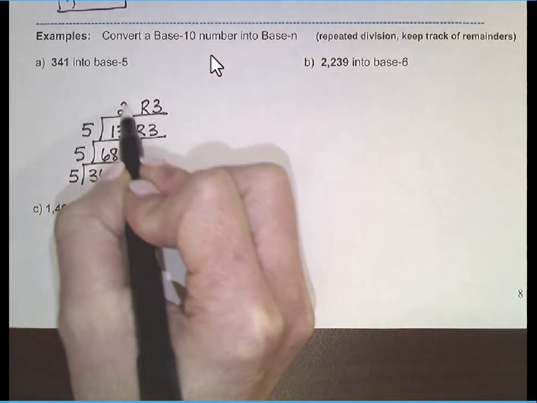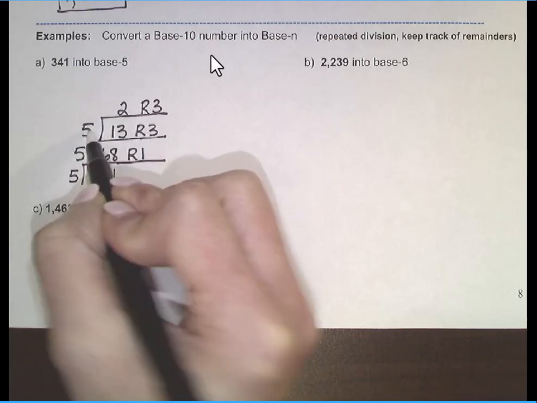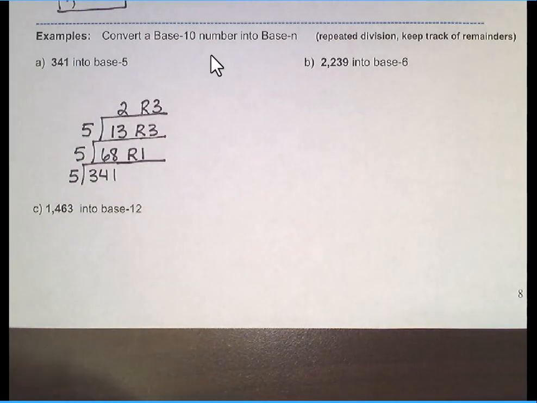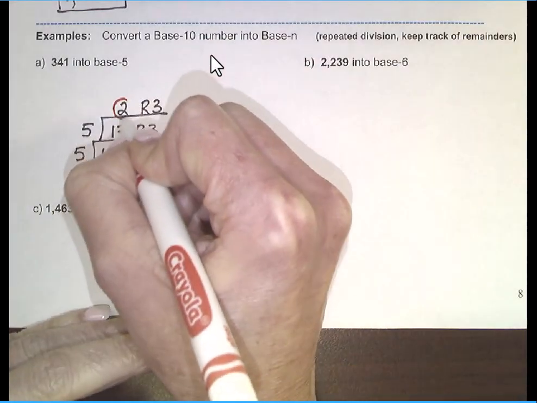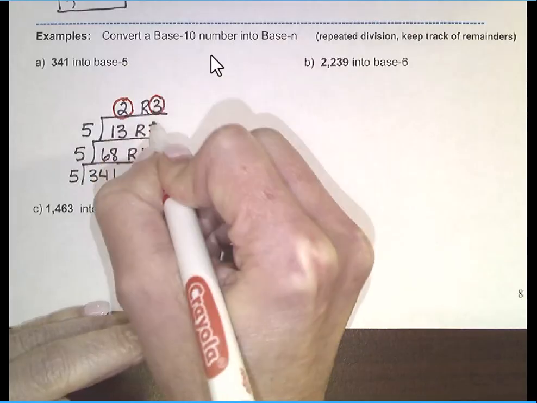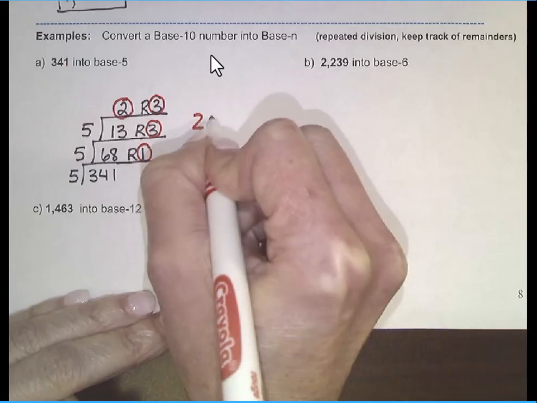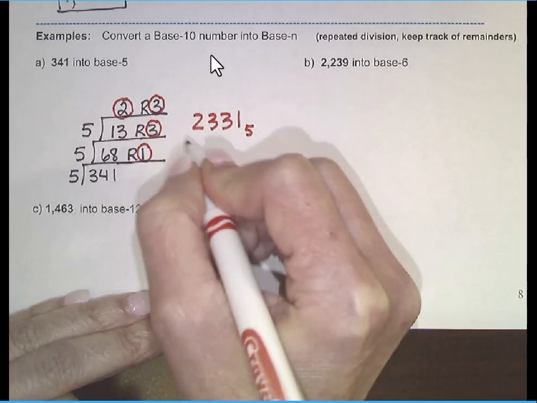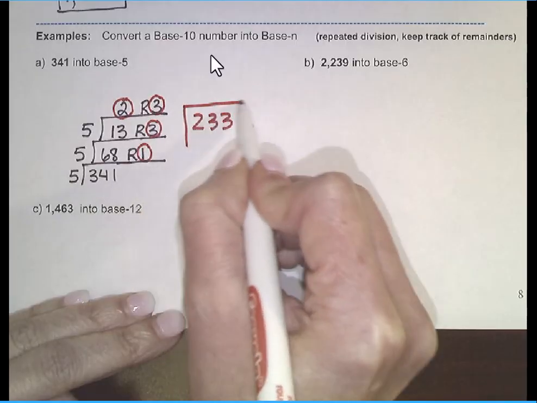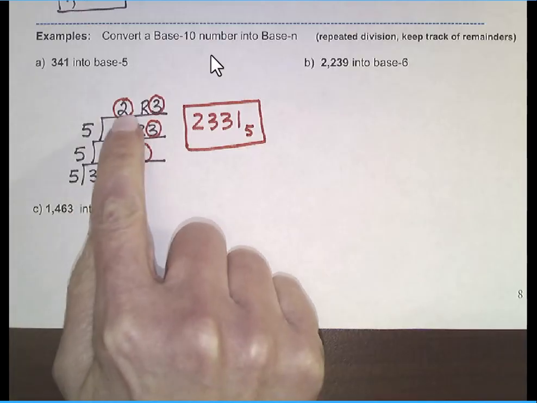And we cannot divide anymore because this number at the top, the quotient, is smaller than the number you're dividing by. So basically, you're looking at your answer. You get your final quotient, and you keep track of all these remainders. And the number is 2, 3, 3, 1, base 5. And that's how simple it is to convert a number from base 10 into some other base. You just divide, and then you keep track of your remainders.